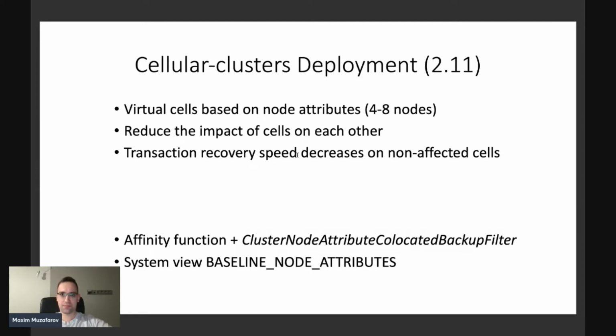So the ring is split into virtual cells. This will help to reduce the impact of cells on each other in case one of the nodes crashed, and also increases the transaction recovery speed. So the non-affected cells will be alive faster.